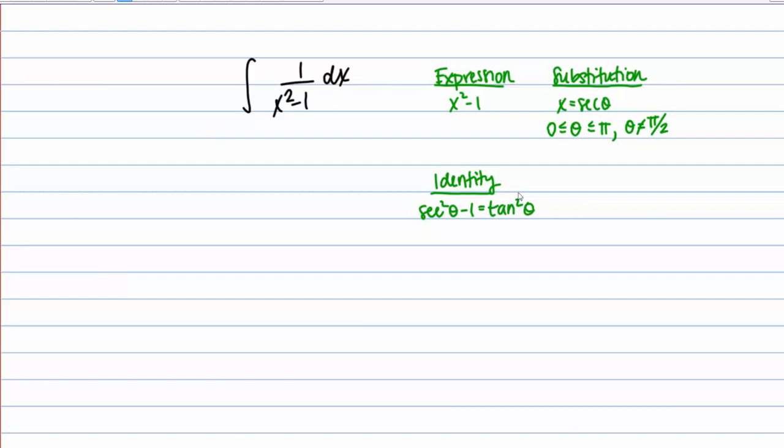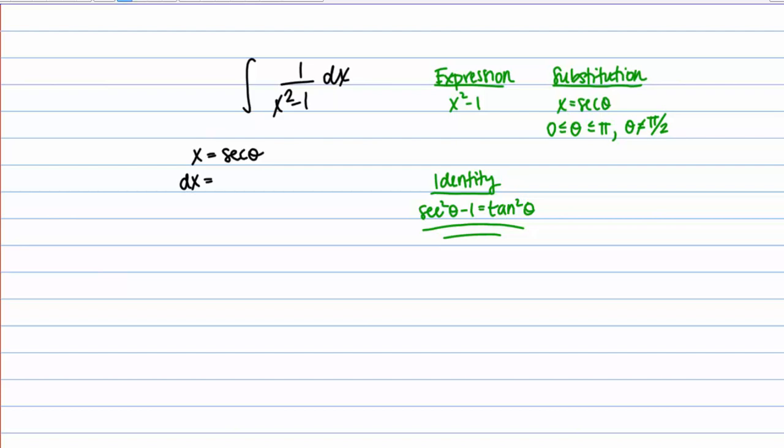And we use this substitution because we're going to take advantage of the Pythagorean identity: secant squared of theta minus 1 equals tangent squared of theta. So let's try actually making the substitution and see what happens. So I'm going to let x equal secant of theta. I also need to find an expression for dx.